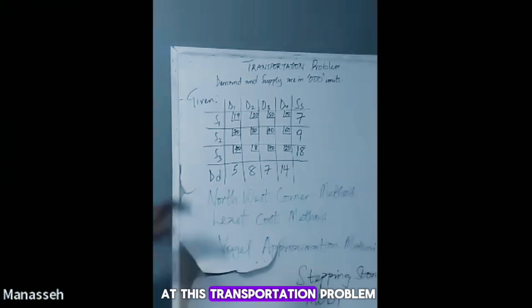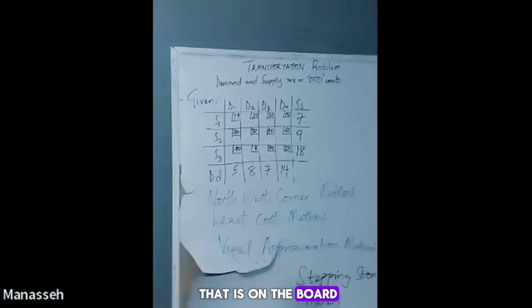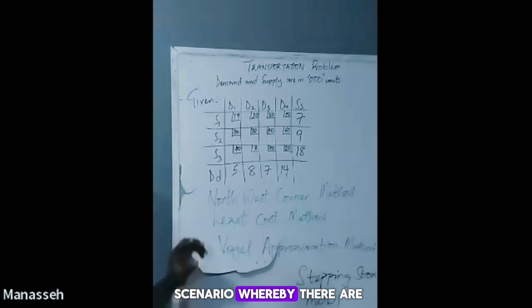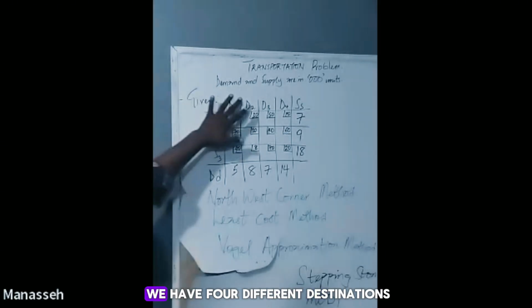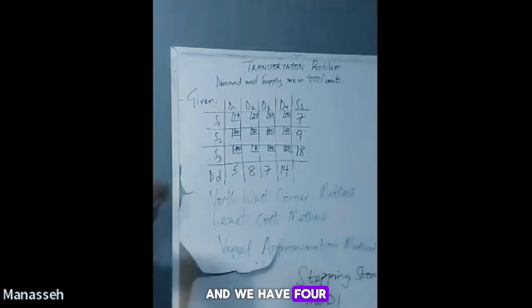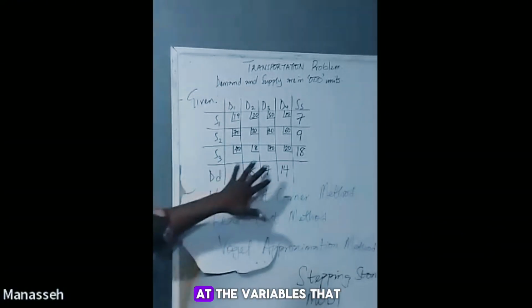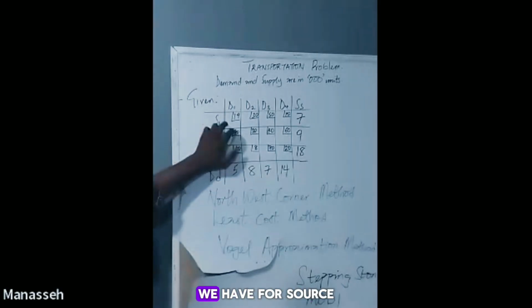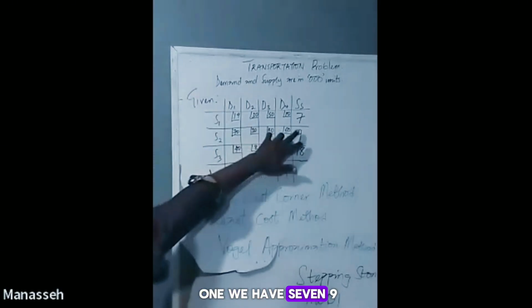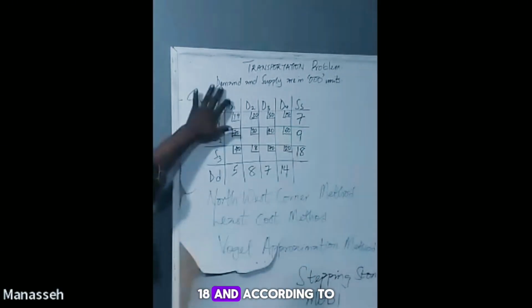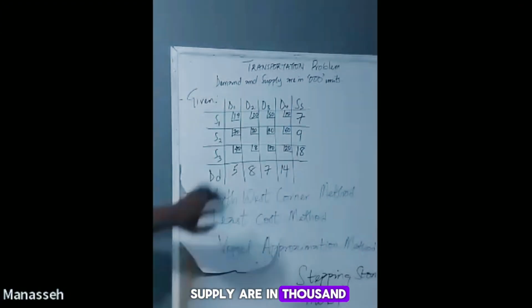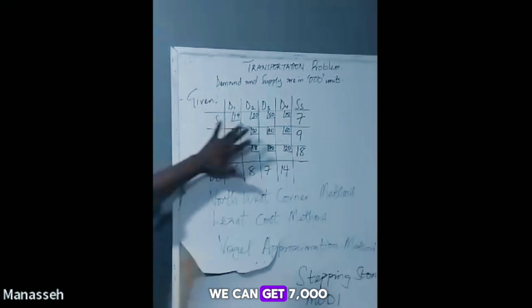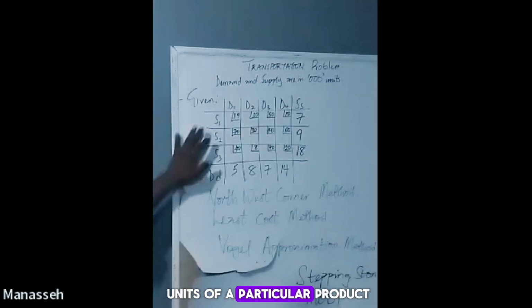So when you look at this transportation problem that is on the board, you have a scenario whereby we have three different sources and four different destinations. If you look at the variables that we have here, for source 1 we have 7, 9, 18. According to the information initially, the supply is in thousands, which means that we can get 7,000 units of a particular product.